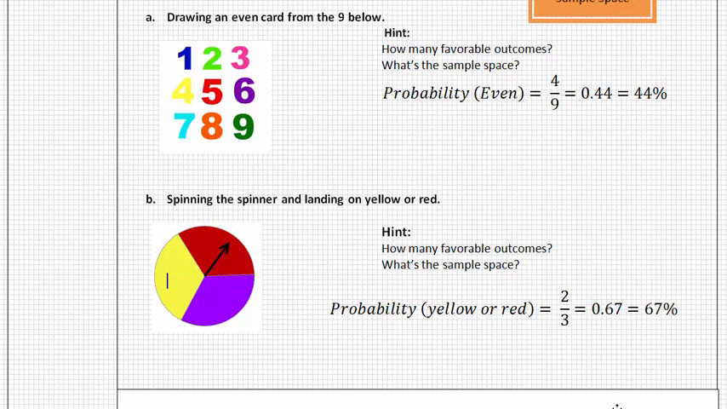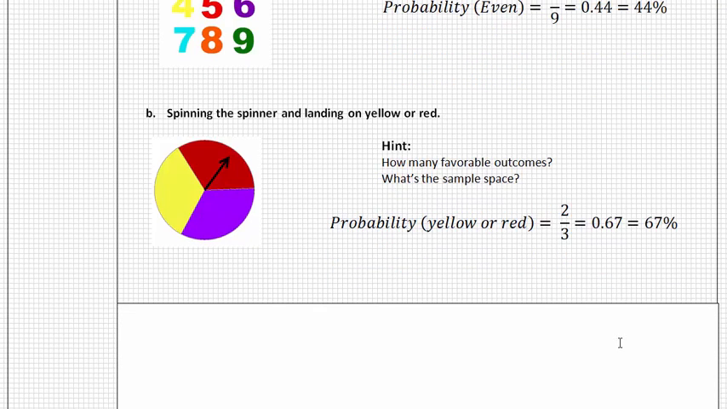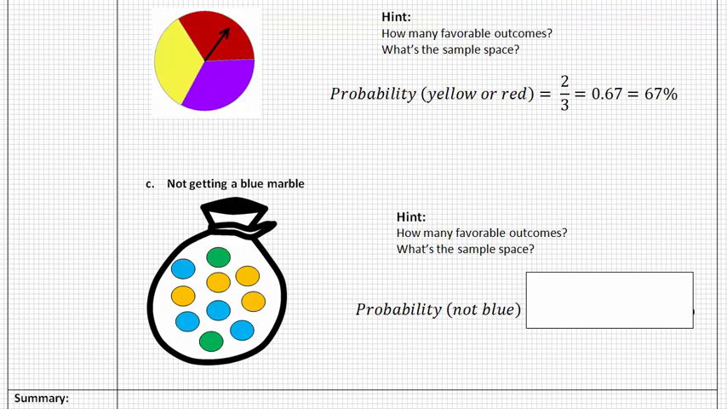Let's do one final question. Here we have a bag of marbles, and we're being asked to calculate the probability of not getting a blue marble. Let's see how far you can get using the same process as we've been using for the last 2 questions. Pause the video if you need to, and then resume the video when you're ready to check your work with mine.